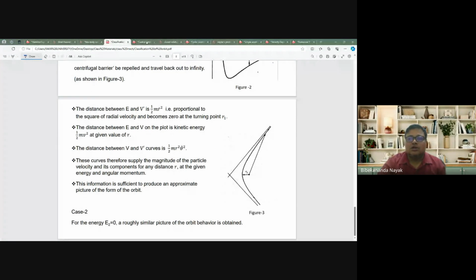Then we go for the third one. This is the classification of orbit.